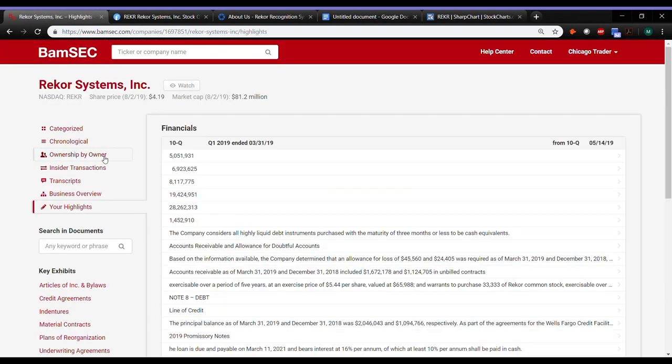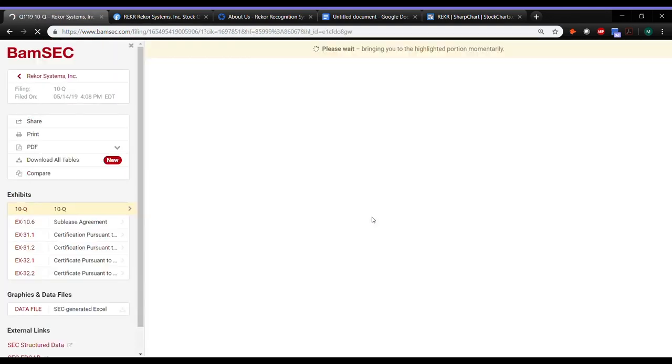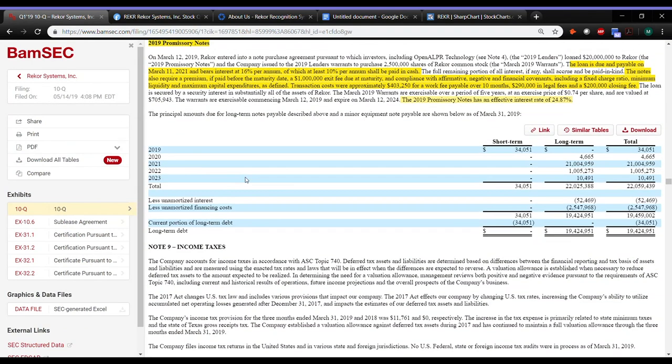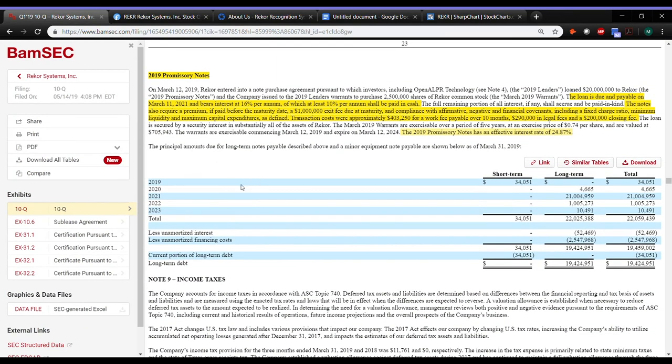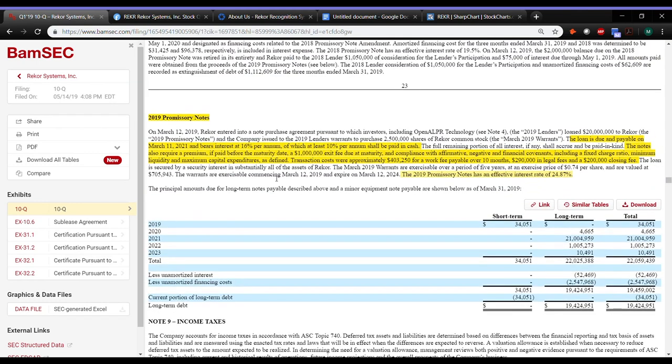Let me go through my highlights. If you don't know, anything you highlight on this BamSEC, which is $25 a month, you can come over here and look at it. Oh, here it is. This is in the most recent 10Q. Under this agreement, they pay 24%. There it is. The effective interest rate on the $20 million that they borrowed is 24.8%, which is absurd. They're going to pay almost $5 million in interest, and they gave the lender 2.5 million warrants at 74 cents. So whoever gave these guys money is just absolutely banking.